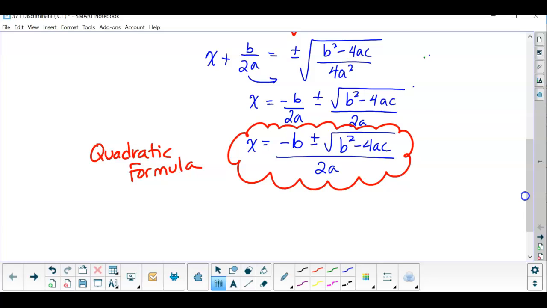So notice all the letters in there are A, B, and C. Those come from the coefficients of x squared, x, and the constant. Okay? So now we're going to use it.